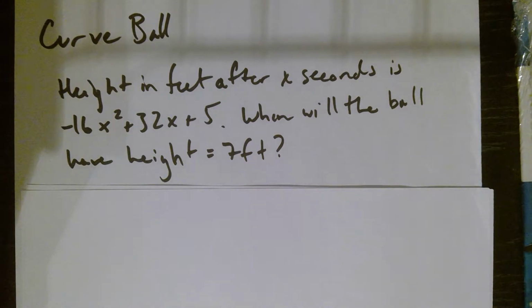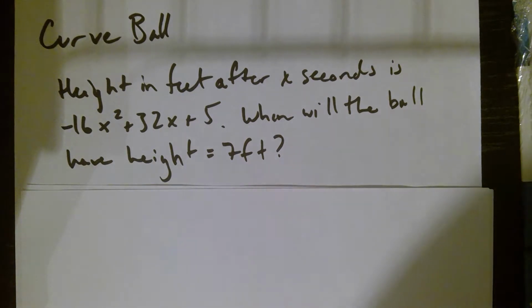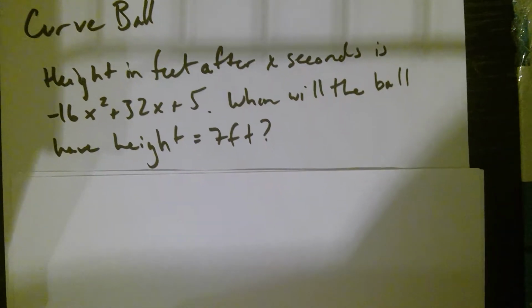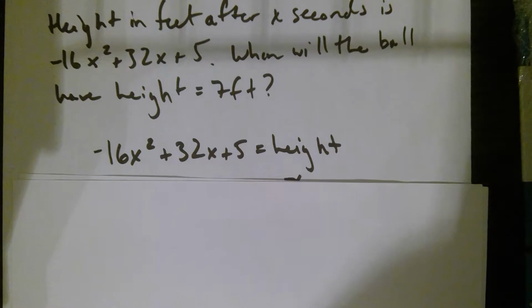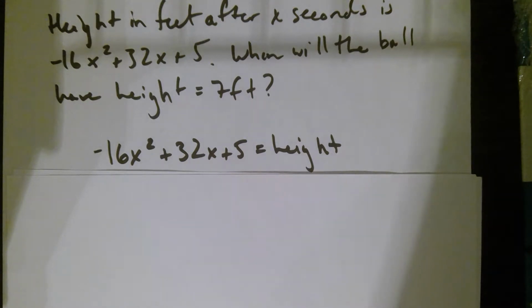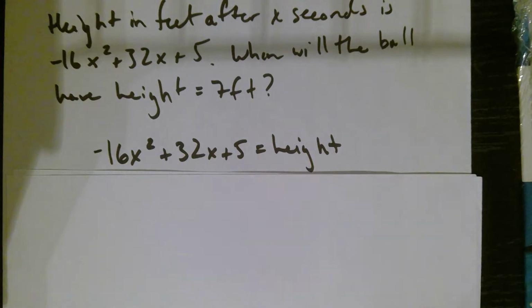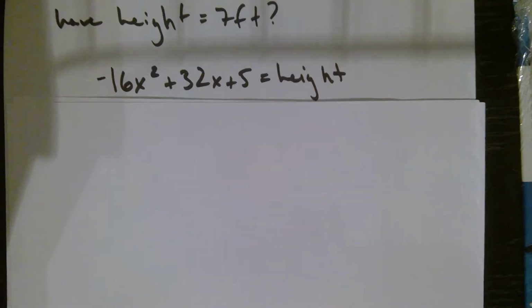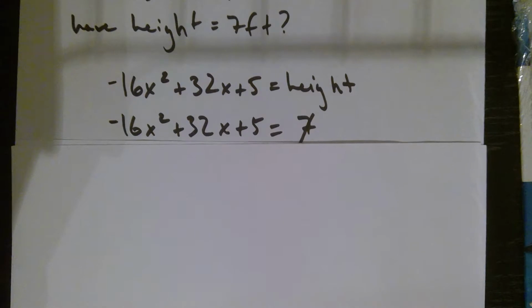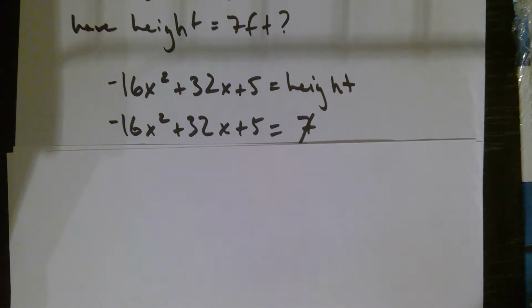So first off, we're going to write a little equation here that talks about height. Now this comes from exactly what we're given in the problem. We have negative 16x squared plus 32x plus 5 equals the height. And we can even go one step further right now already to make the claim that that height is 7 feet. Okay? Now, in order to solve a quadratic equation, it must equal what?